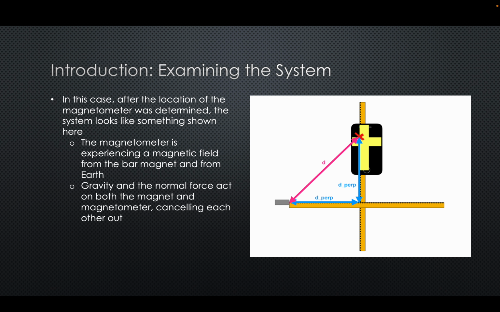In this case, this was after I found all the on-axis measurements and wanted to find the diagonal measurement of the magnetic field. And gravity and normal force are both acting here, but they cancel one another out, supporting both the phone and the magnet.